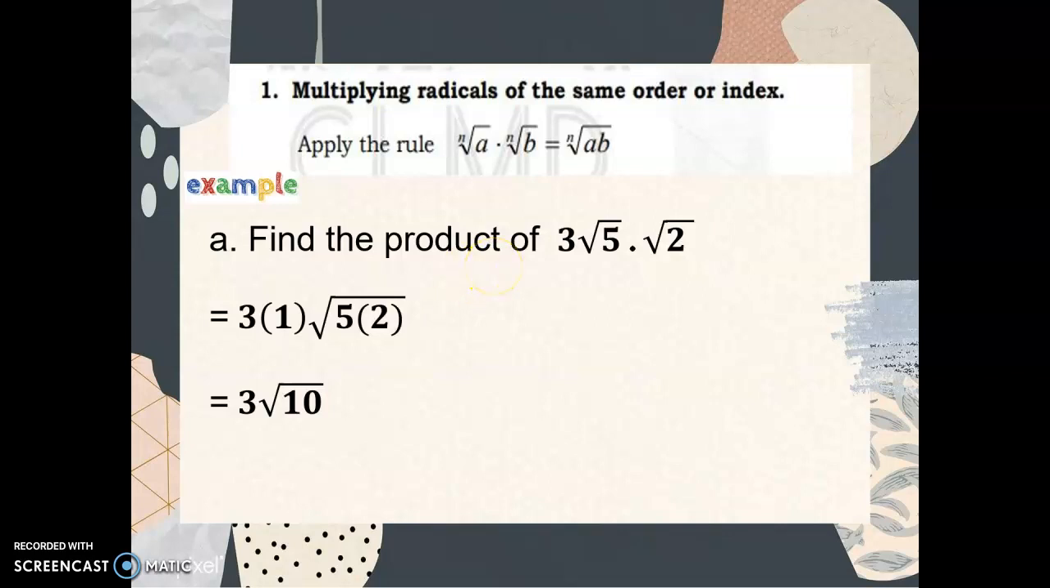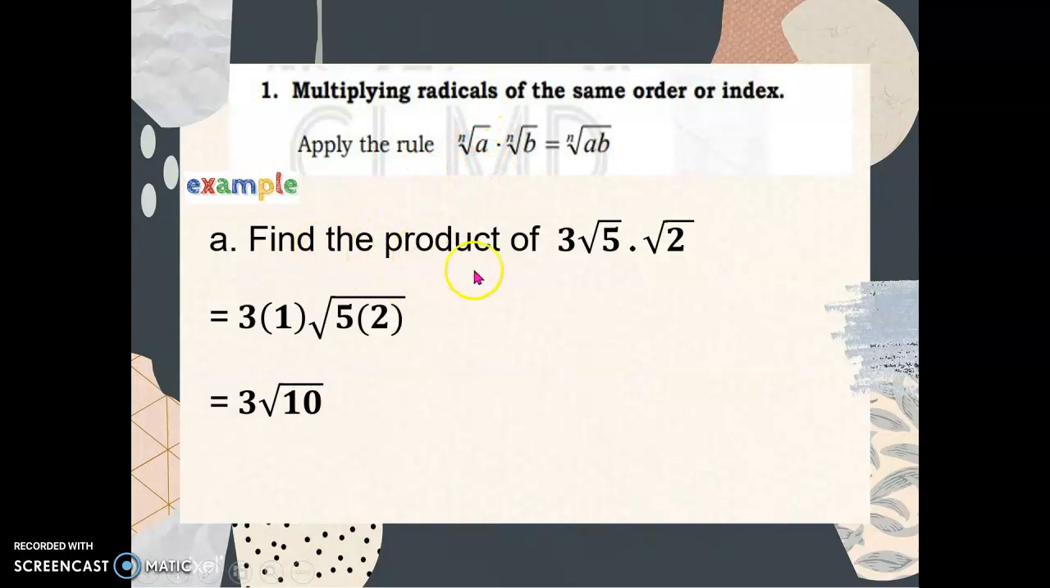Paalala lang po, sa addition or subtraction of radicals, we consider them as same radicals if and only if ang radicand, yung nasa loob, ay pareho. Pero sa multiplication or division, same order or index ang titingnan. It's either square root, cube root, fourth root, fifth root. So, saka lang po natin siya pwedeng i-multiply or divide.